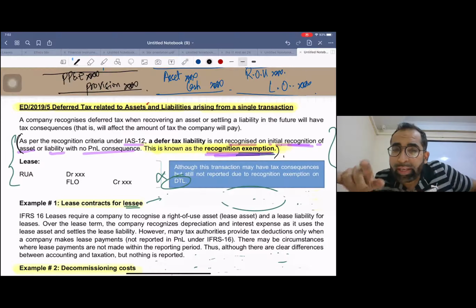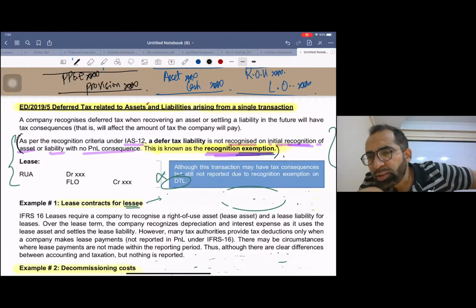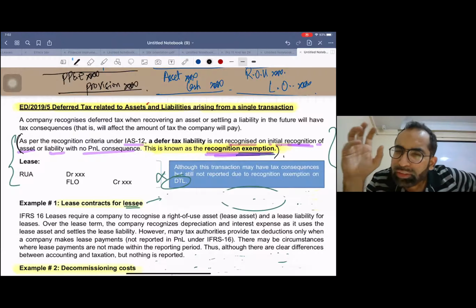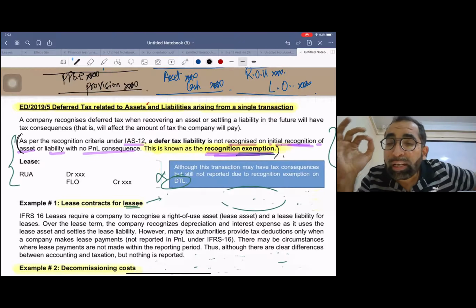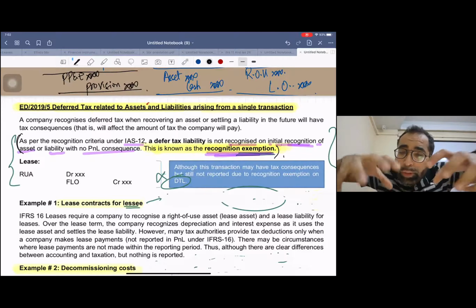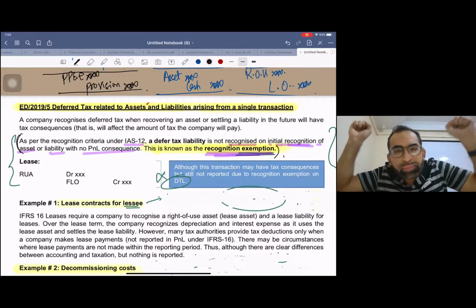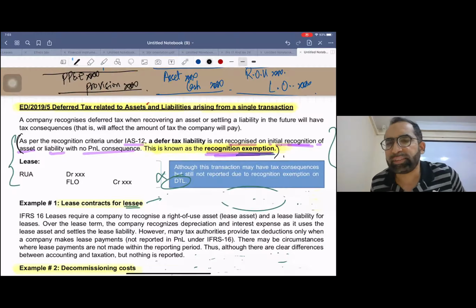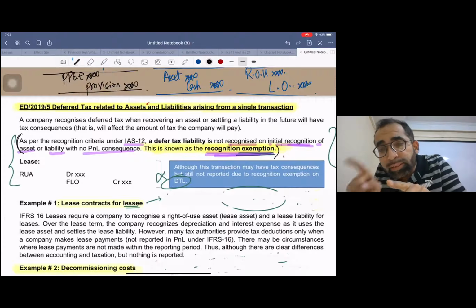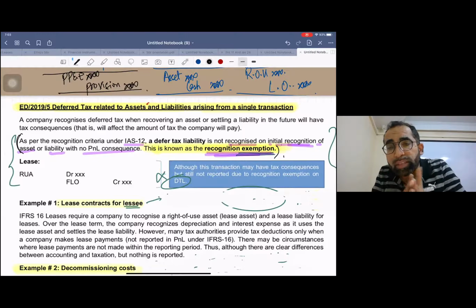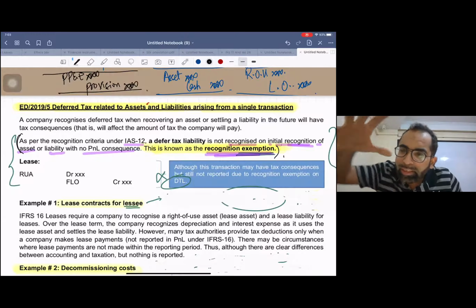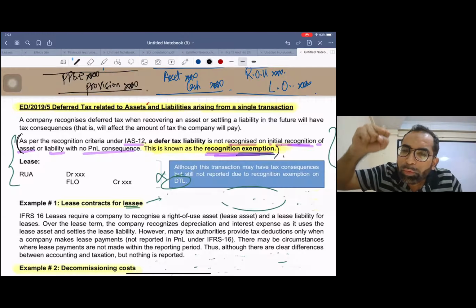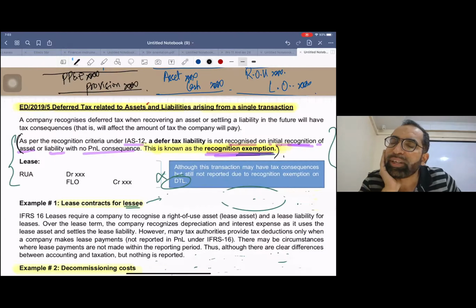The IASB is saying that this initial recognition exemption is not correct for certain transactions. For certain transactions, the International Accounting Standards Board should lift this recognition exemption. It looks inappropriate because there is a temporary difference in certain transactions. So it's better that the IASB should remove this recognition exemption.